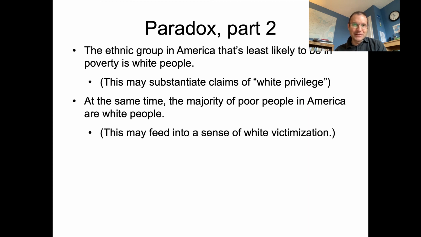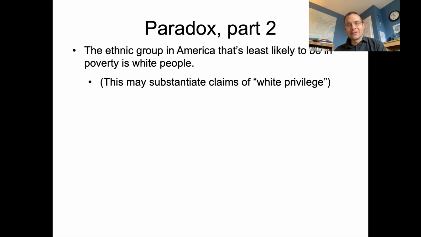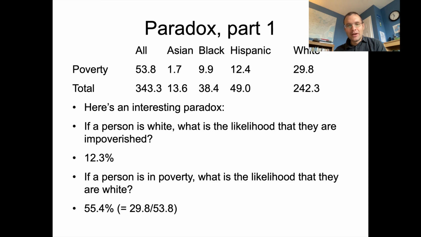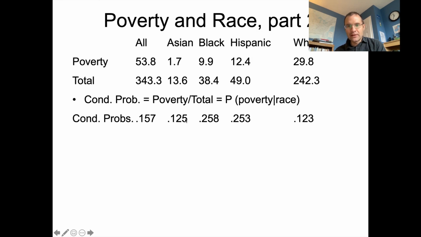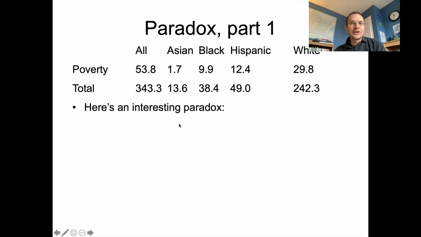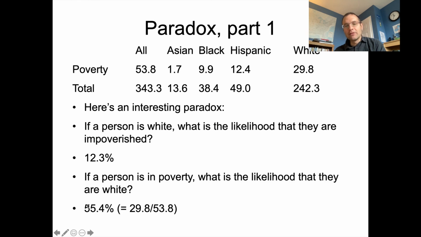And just to clarify, because people have gotten confused about this in the past, both of these statements are true. So the ethnic group in America that's least likely to be in poverty is white people. That's this 12.3% number here. And that's just based on this conditional data. So the likelihood of being in poverty based on the fact that you're white is the smallest number out of all four of these groups. And then also this other fact is true as well. The majority of poor people in America are white, and that's primarily based on the fact that a sizable majority of people in America are white, or at least were in 2009, right?